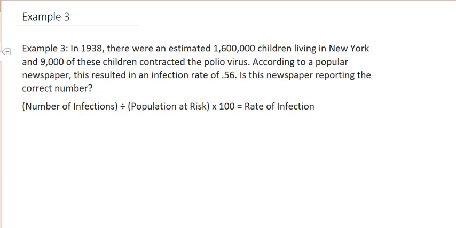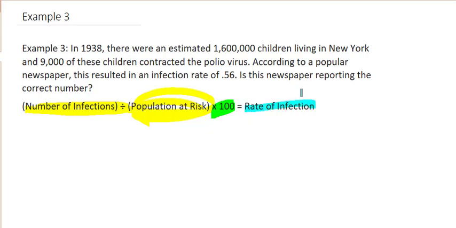Example 3. In 1938, there was an estimate of 1,600,000 children living in New York, where 9,000 of these children contracted the polio virus. According to a popular newspaper, this resulted in an infection rate of 0.56. Is this newspaper reporting the correct number? So we will use this equation, the number of infections divided by the people at risk, multiplied by 100 to equal the rate of infection.